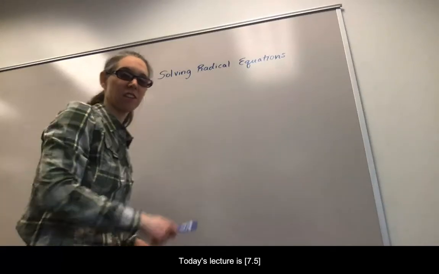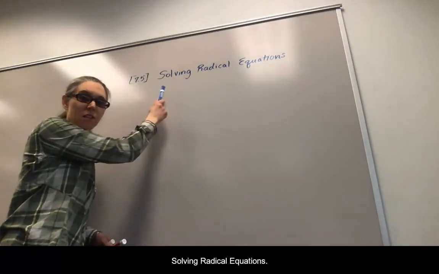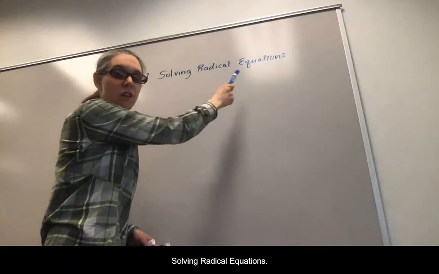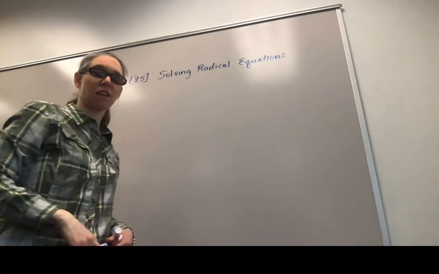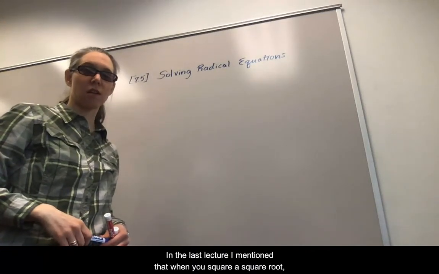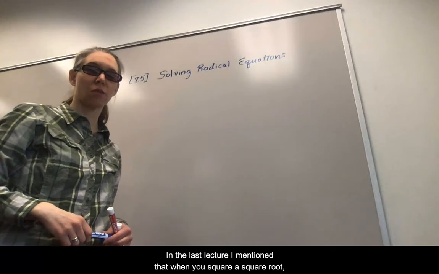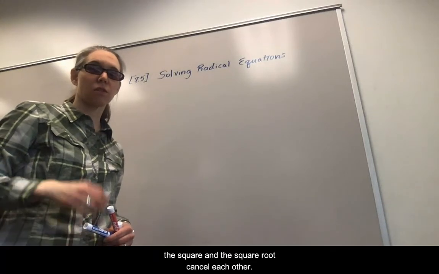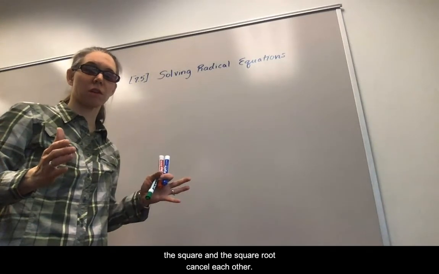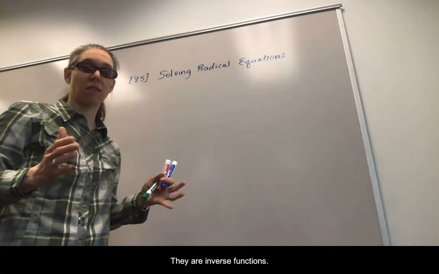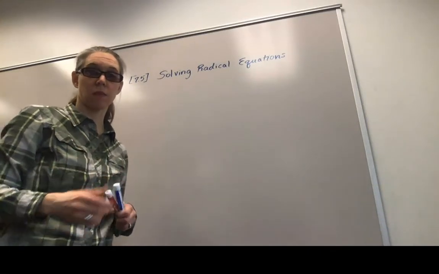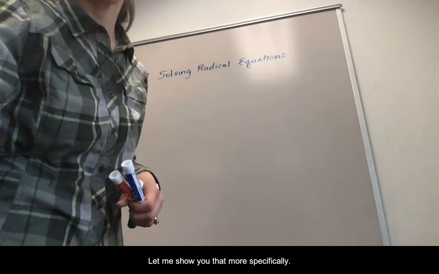Today's lecture is 7.5, Solving Radical Equations. In the last lecture, I mentioned that when you square a square root, the square and the square root cancel each other, that they are inverse functions. Let me show you that more specifically.